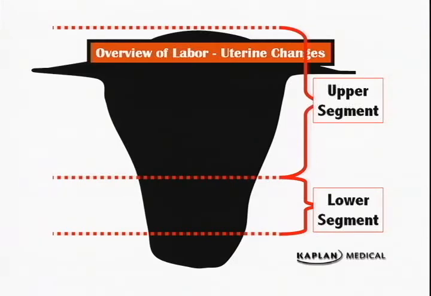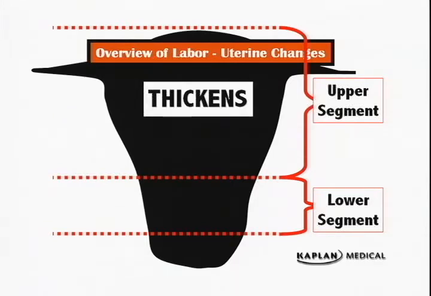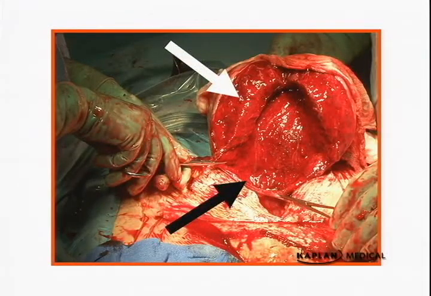The uterus has an upper segment and a lower segment, and there are specific and different changes that occur in both of these. The upper segment is the contractile one. That's the one that thickens. The lower segment is the area that thins, and this is the one which does not contract. This is a uterus of a patient that I opened up with a classical uterine incision, and you can see how thick the upper segment is with the white arrow, and notice how thin the lower segment is with the black arrow.